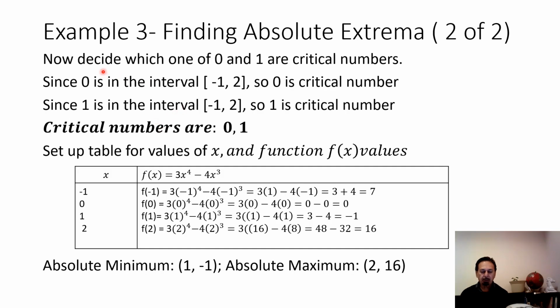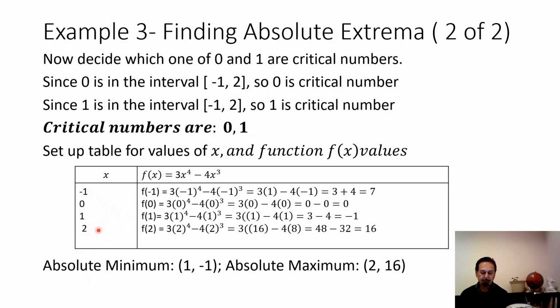So now we decide which of 0 and 1 are critical numbers. 0 is in the interval, so we can say 0 is a critical number. And 1 is also in the interval, so 1 is also a critical number. So both 0 and 1 are critical numbers. Now we set up a table for values of x and the function f of x. Here we write x, and we start with the left-hand endpoint, negative 1, then the critical numbers, and the right-hand endpoint.